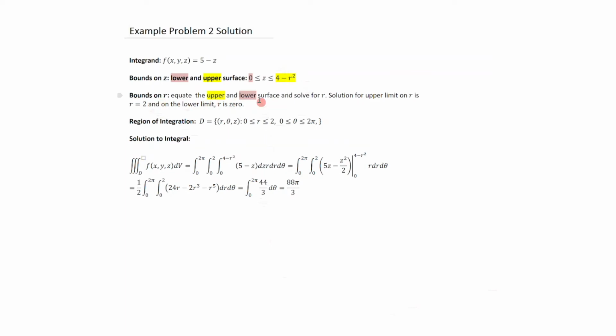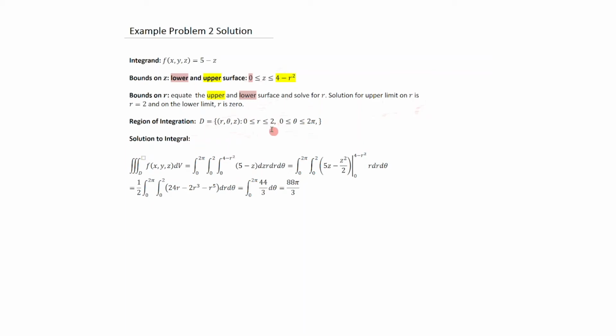We equate the upper and lower surface, that's basically this, and solve for r. So 4 minus r squared equals 0. So the solution for the upper limit on r is r equals 2, which is obtained from this solution. r equals minus 2 has no meaning because r has to be greater than 0, and the lower limit of r will be 0. So now we basically have everything we need.